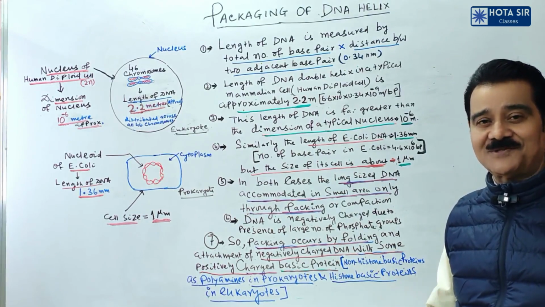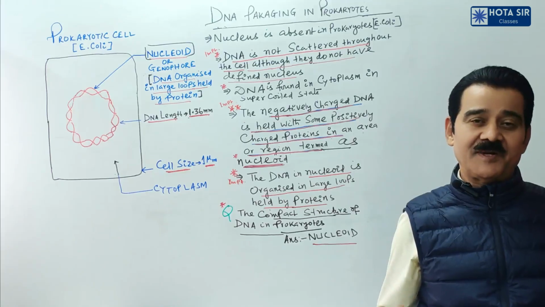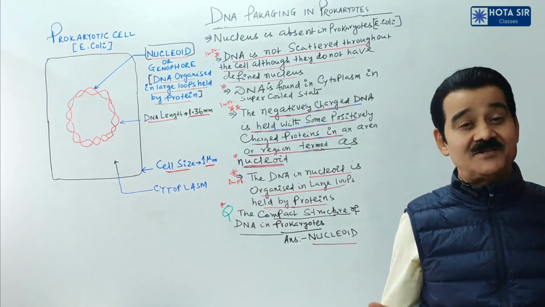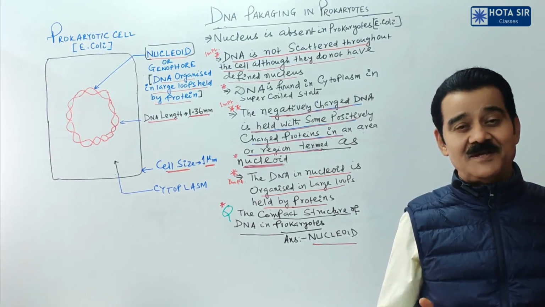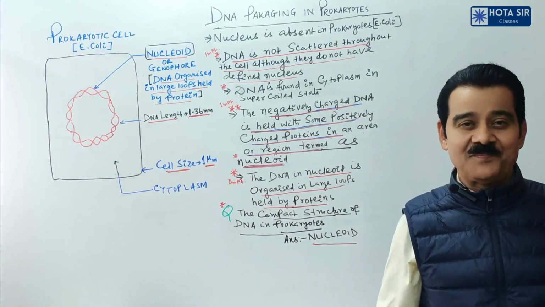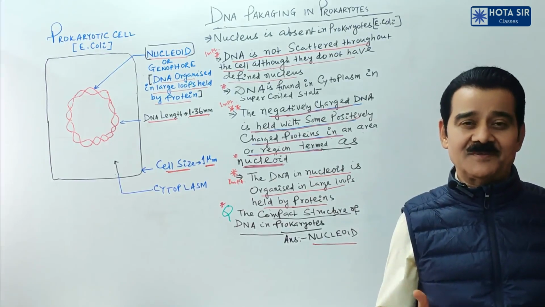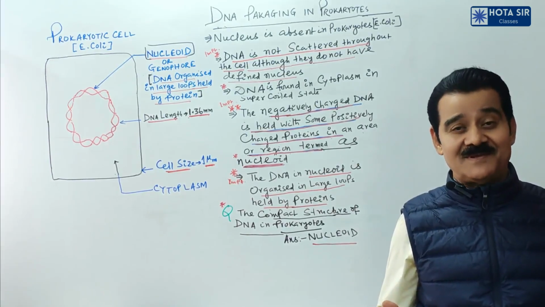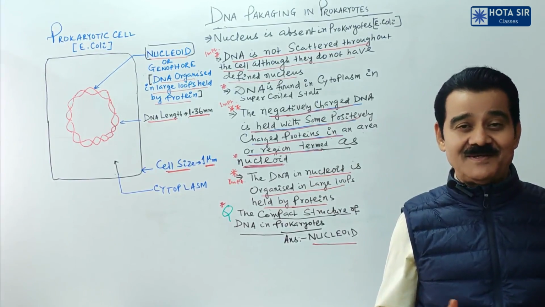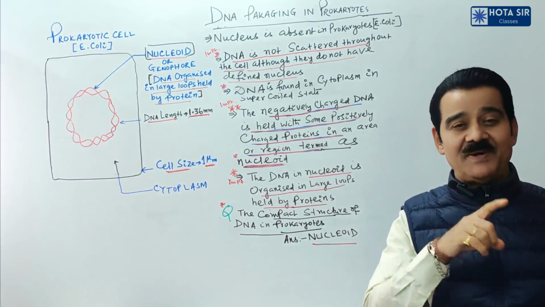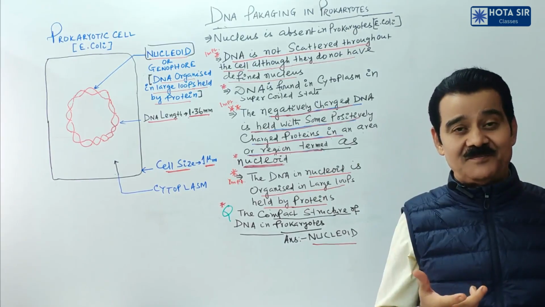Now children, separately we will be discussing in a little bit more detail the packaging process of DNA in prokaryotes and eukaryotes. Now after the conceptual explanation of packaging of DNA helix in general, let us study the DNA packaging in prokaryotes. Have a look. Now in prokaryotes, a well-defined nucleus is absent. That is, there is absence of nuclear membrane or nuclear envelope.